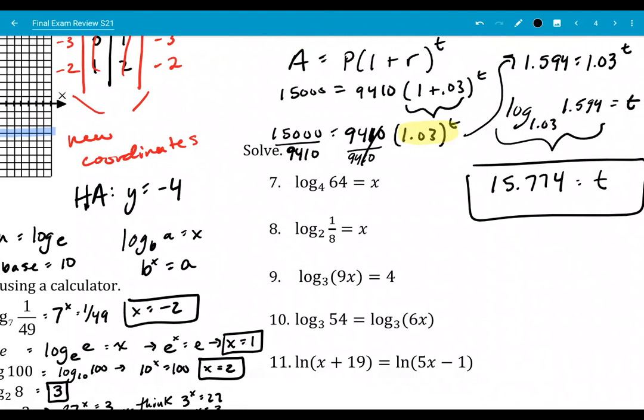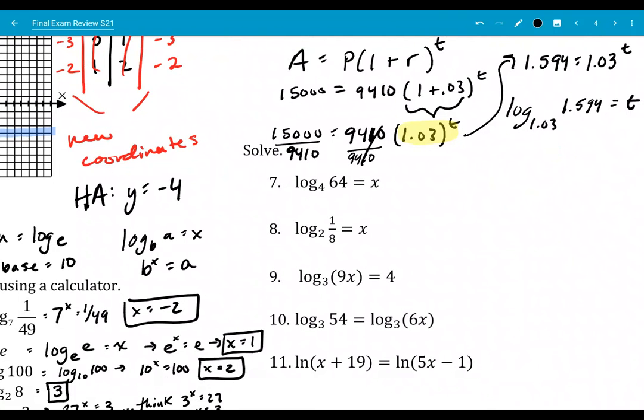Solving in this case, for number 7, to solve, I obviously want to get the x by itself. And in most cases, like here, where the log's already isolated, I can find that as a value. So 4 to the what is 64? That's 3. So x is equal to 3.